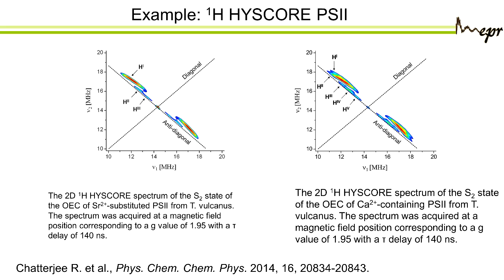So on the left, we see the spectrum where the calcium has been substituted with strontium, and when you look at the ENDOR frequencies, you see all these ridges of the protons, and you can really differentiate here between 3 different protons. It's a weak coupling case, and they are marked here as H1, H2, and H3.